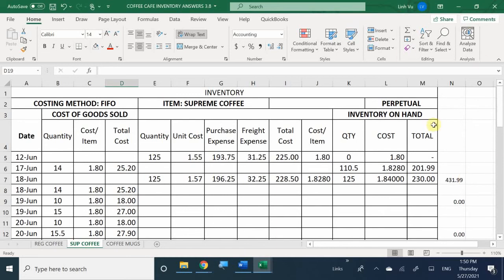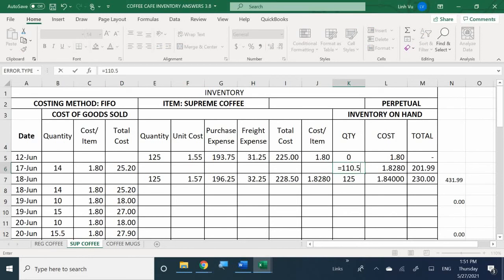So that's going to be 110.5 minus 70 pounds, and we should have on hand for first to be used up 40.5 at total cost at 74.03.